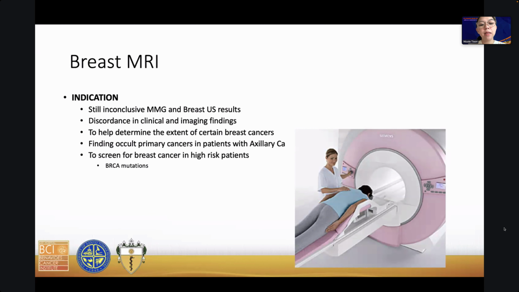It may help us determine the extent of certain breast cancers, such as lobular carcinomas, and sometimes we can even use it to plan surgery when we're doing neoadjuvant therapy for these patients. So we can do a breast MRI pre and post neoadjuvant. It also may help us find occult primary cancers in patients who have axillary masses which turn out to be metastatic carcinoma from the breast, and to screen for certain breast cancer patients with higher risk, such as those with germline mutations in BRCA1 or 2.